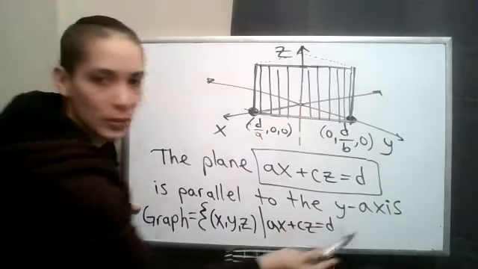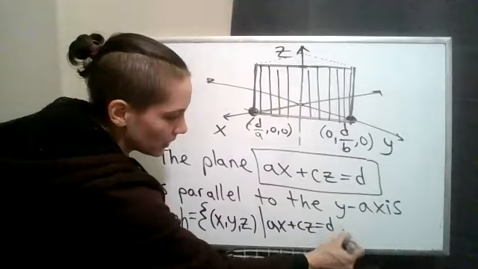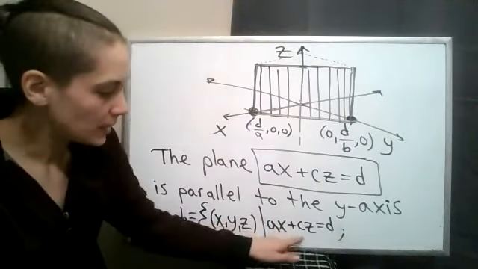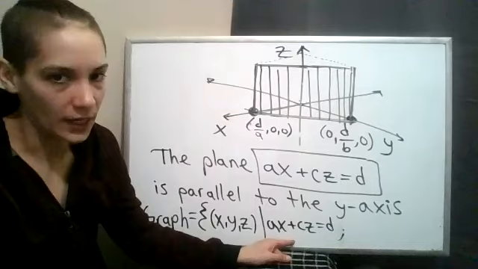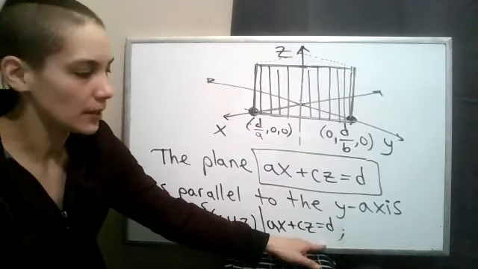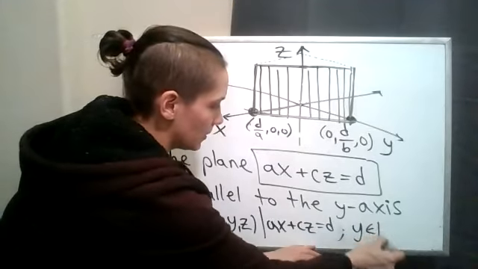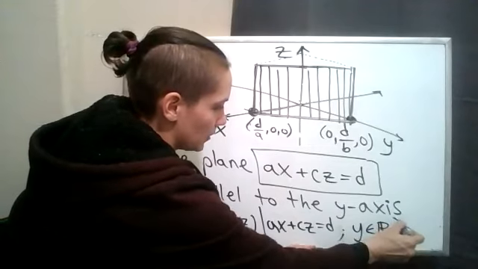And you could put the word "and," but I feel like the apostrophe is fine. Cool. ax + cz = d doesn't say anything about y. So y is any real number. y exists in the reals. Close your set.